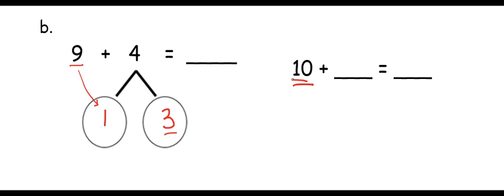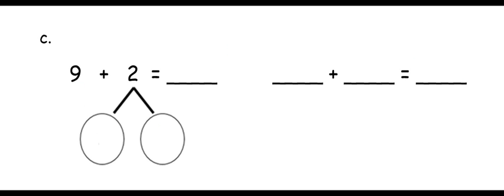Now all I have to do is hop the extra 3. 10 plus 3 is 13. That means that 9 plus 4 is the same thing. 9 plus 4 is also 13. When I added my 4, I made the hop of 1, that got me to 10, and then I hopped 3 more, and that got me to 13.